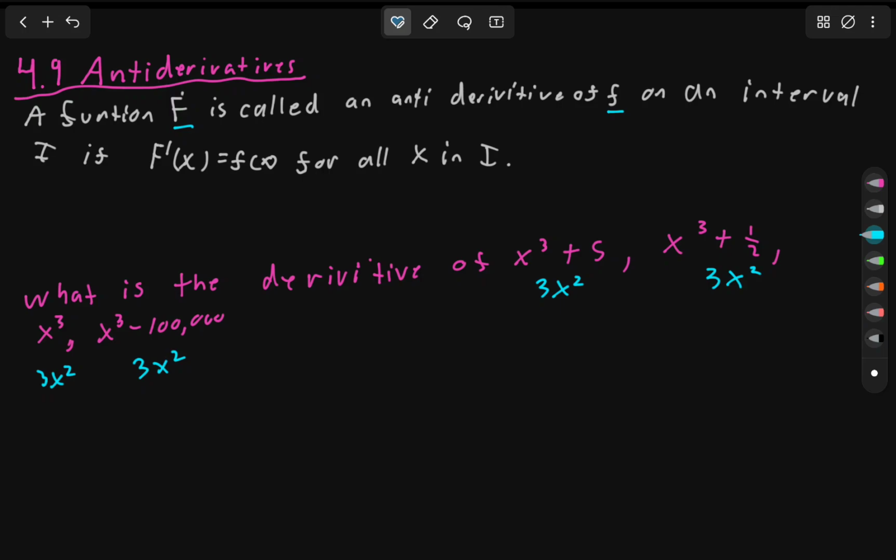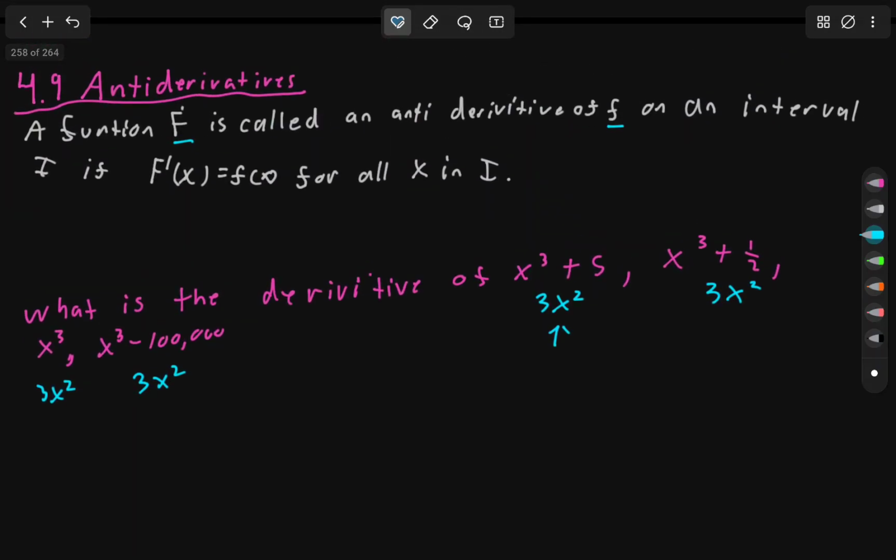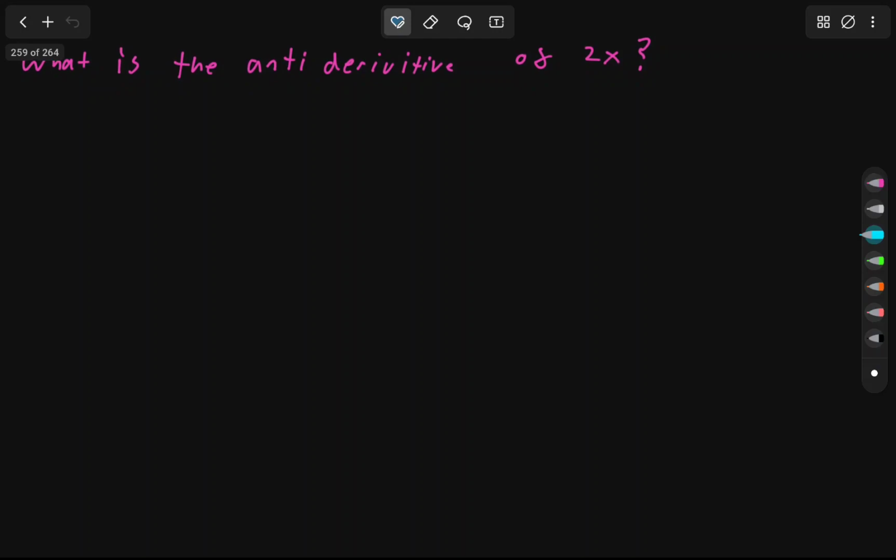So we have this one derivative here, but it has an infinite amount of antiderivatives. So what we're going to see is that we're going to have to apply a constant for this general idea of the antiderivative. So I'm going to ask now, what is the antiderivative of 2x?